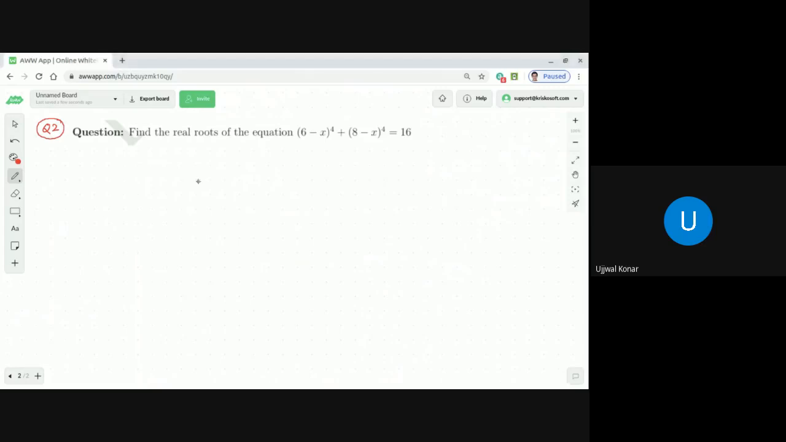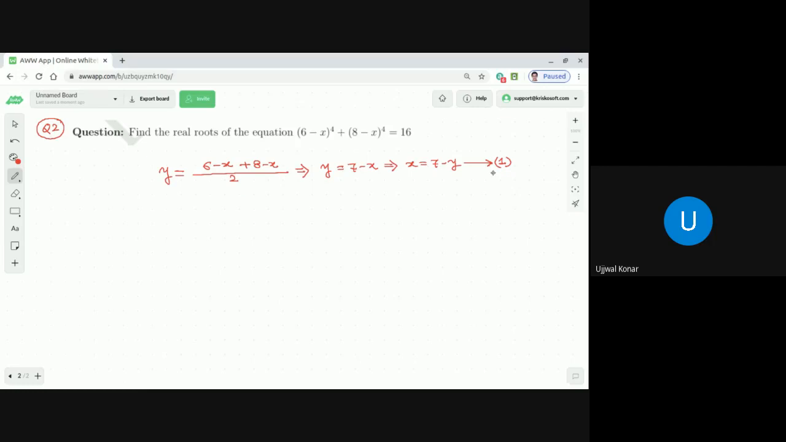I am introducing one variable called y, which is nothing but (6 minus x plus 8 minus x) divided by 2. So if we do this, what do we get? We get that y is equal to 7 minus x. Correct, dear students? That implies x is equal to 7 minus y. So this is an important observation that x is equal to 7 minus y.